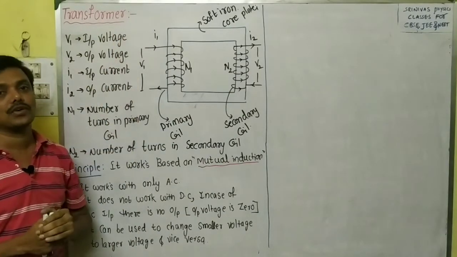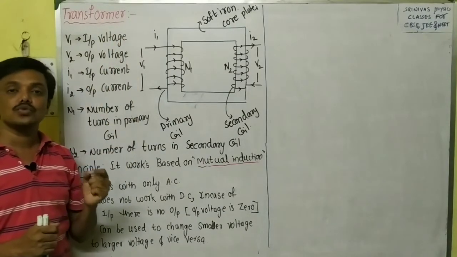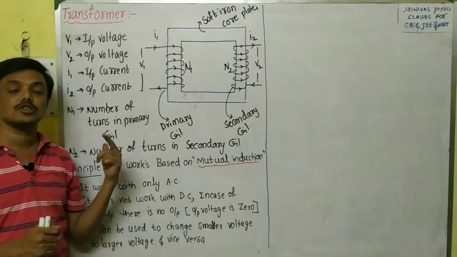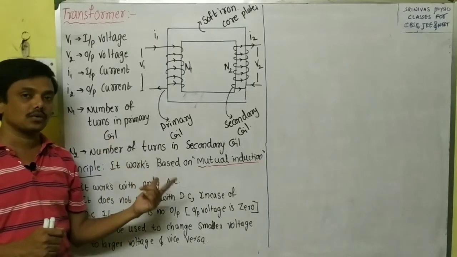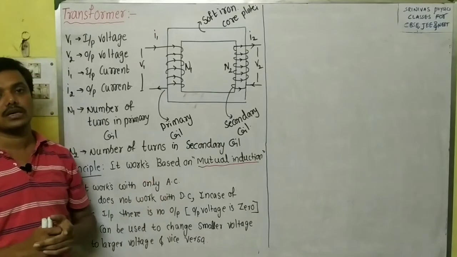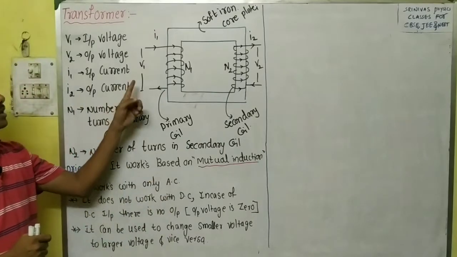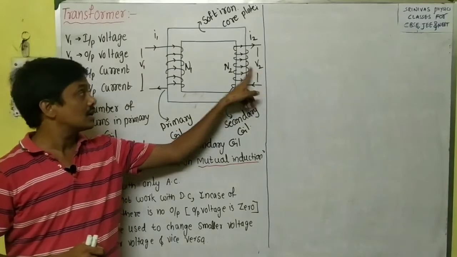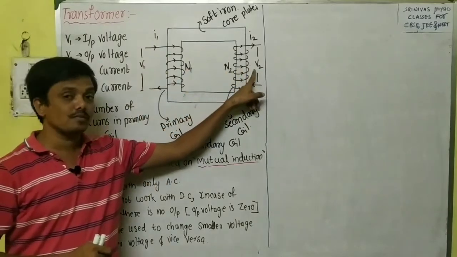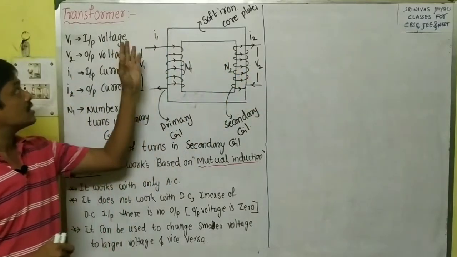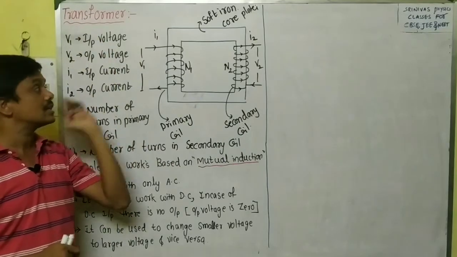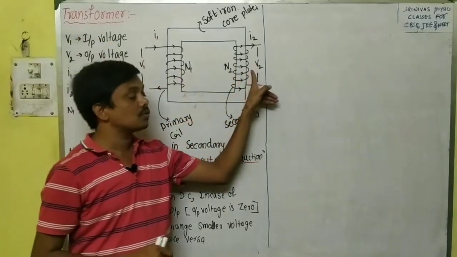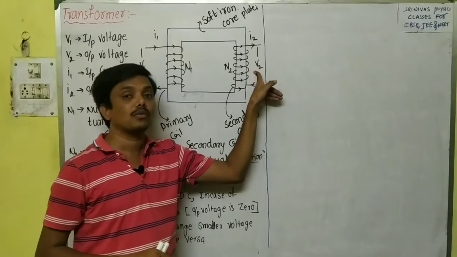What is a transformer? A device used to change the smaller voltage to larger voltage and vice versa. That means this device can change the small voltage into large voltage, and large voltage into small voltage. This is a transformer.